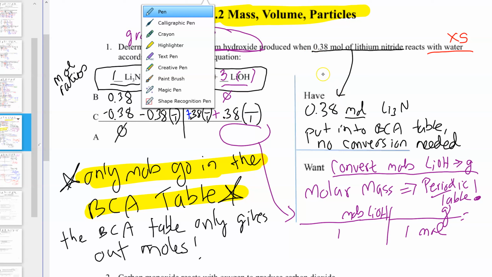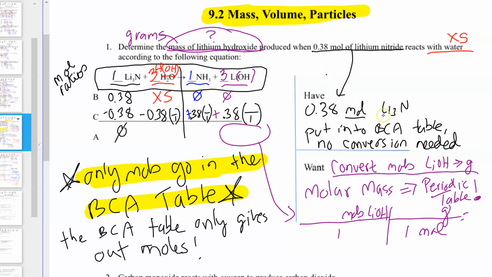We have 0.38 moles of lithium nitride. We can just plop that straight into the BCA table, no conversions needed. So 0.38 moles of lithium nitride, going to use it all up. There's going to be excess water. How much water am I going to use? The coefficient, what's given in the problem, is going to be 0.38.